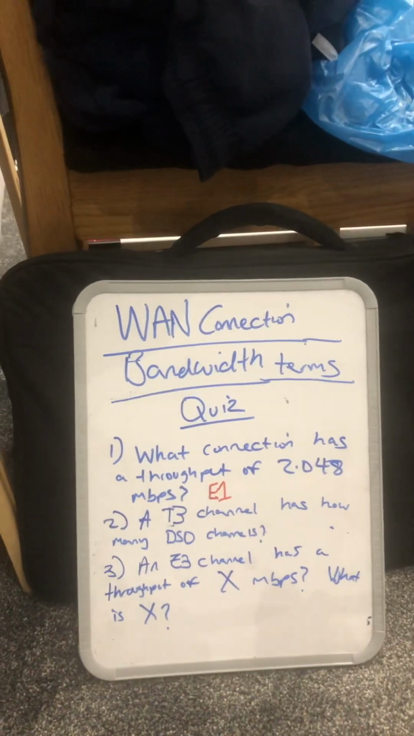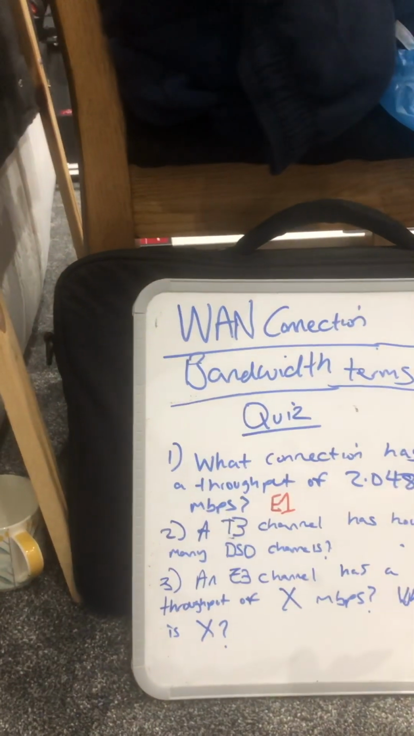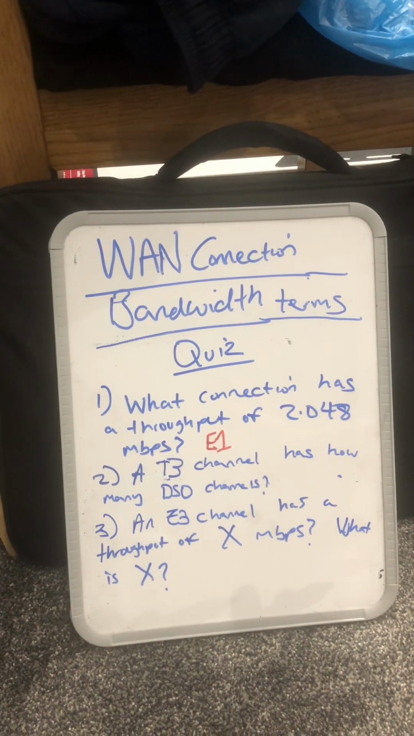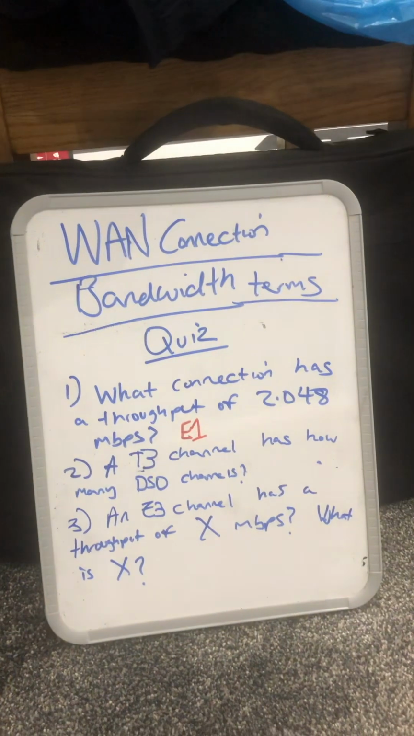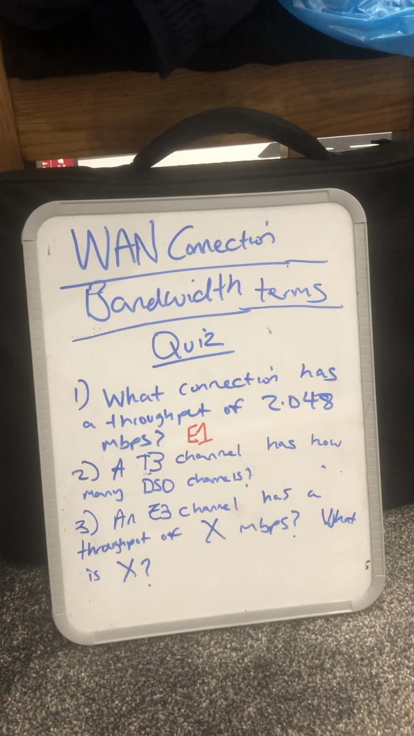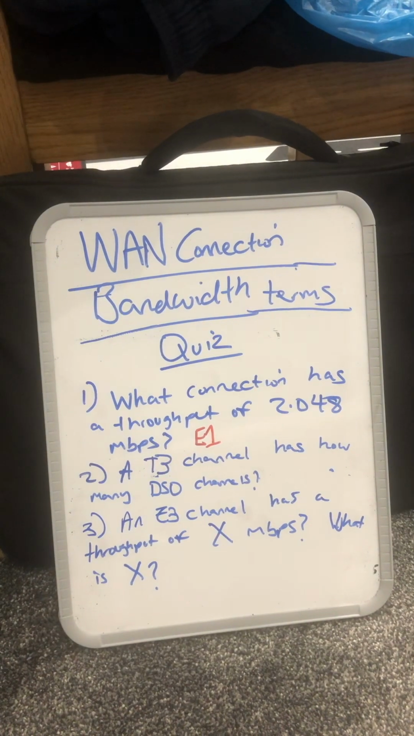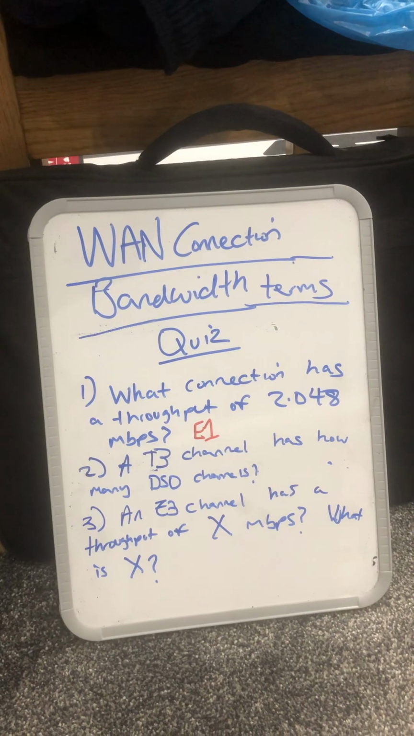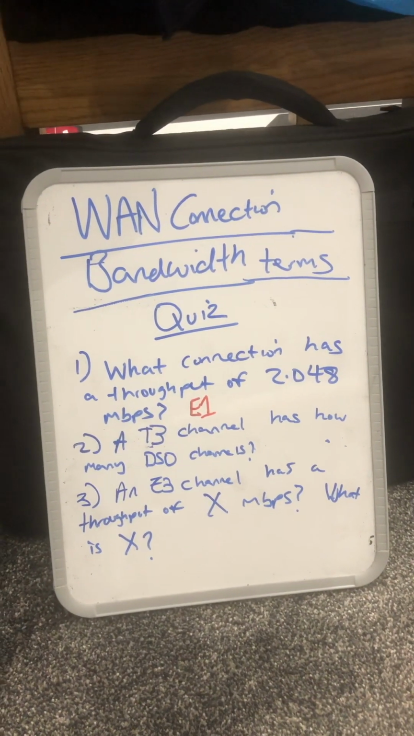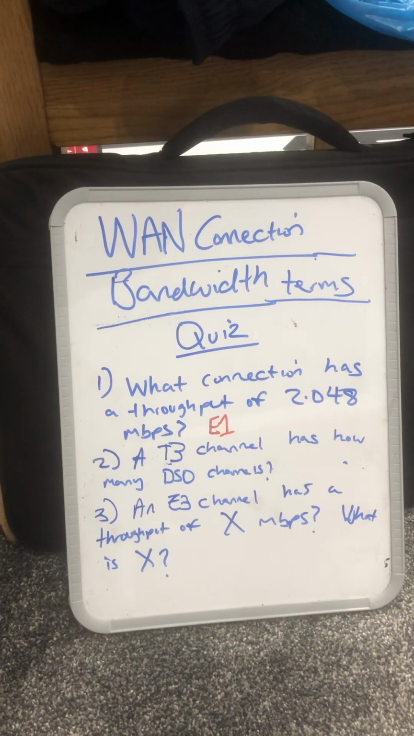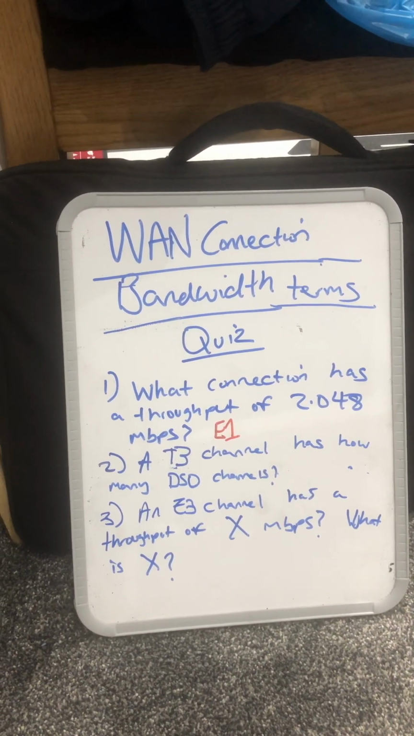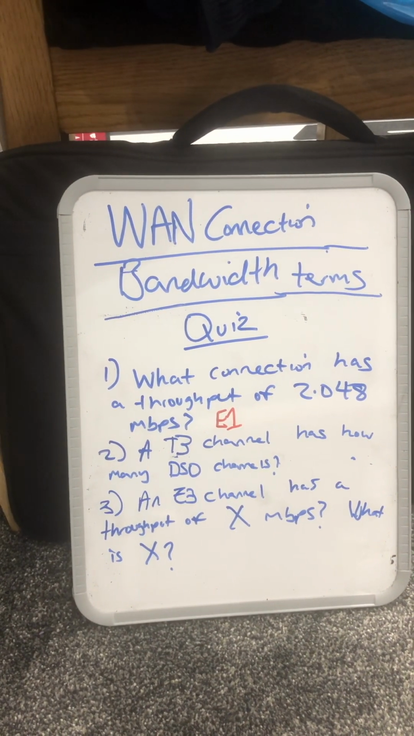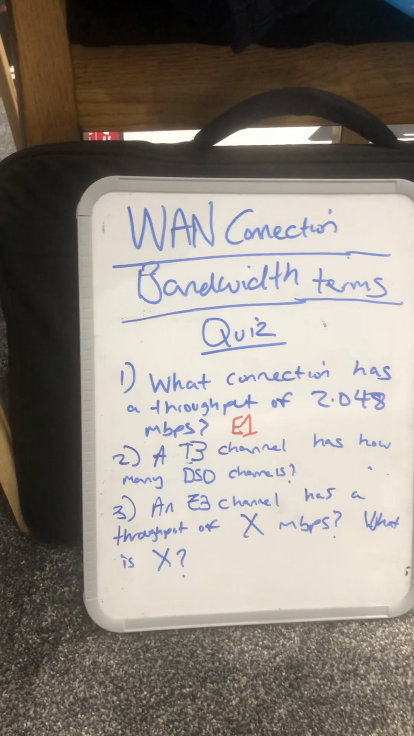Second question, a T3 channel has how many DS0 channels? So T3, if you were to think of these connection types as a family, it would go from DS0 to T1, which is known as DS1 as well, to T3, which is also known as DS3. So DS3 or T3 is like a third generation of DS0.